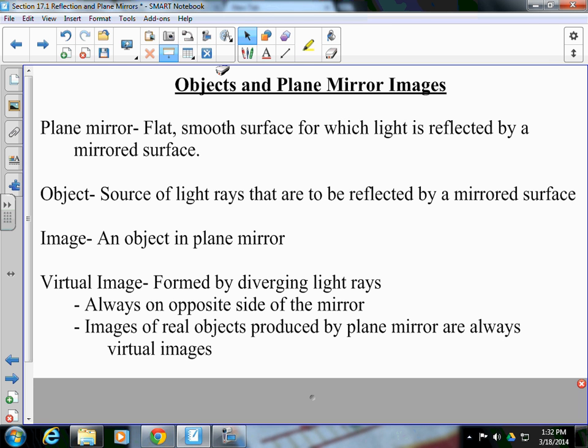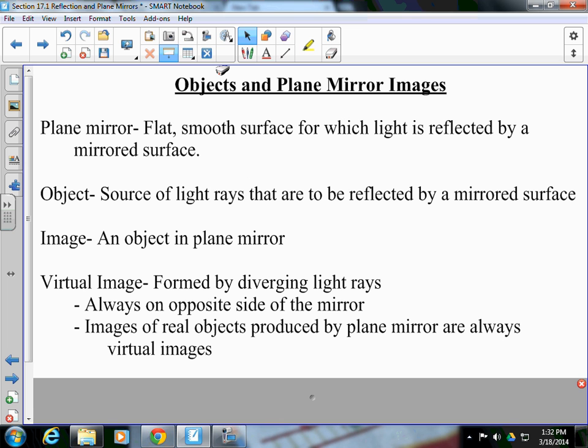Then, where the image forms, where the light rays diverge or converge, determines where that image is projected. If the rays meet on the other side of the mirror, it's called a virtual image. If the rays meet on the front side of the mirror, it's going to be called a real image.